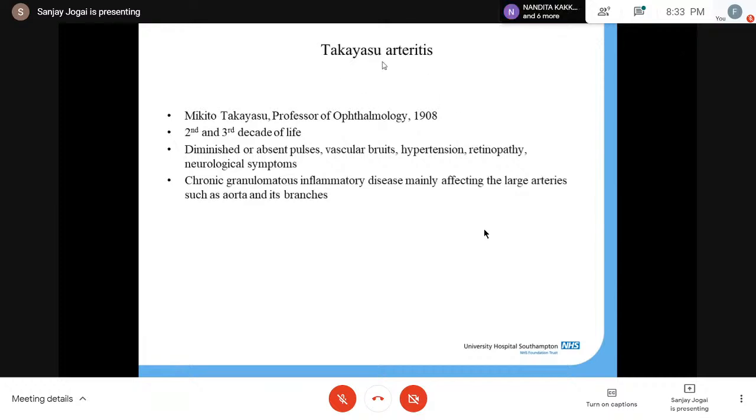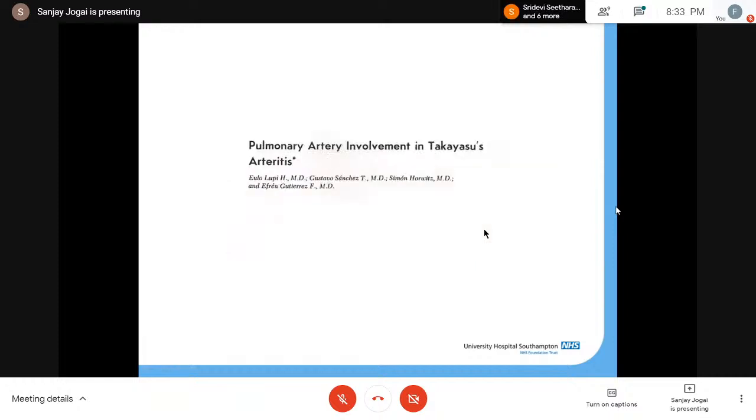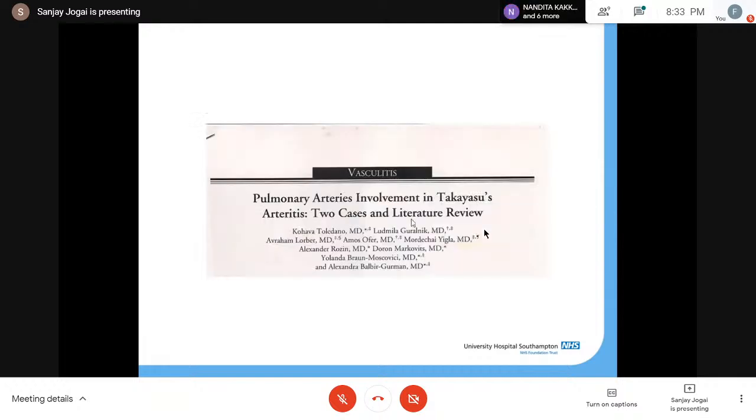So a brief few words about Takayasu arteritis, first described by Professor Mikito Takayasu in 1908, usually seen in the second and third decade of life. You see diminished or absent pulses, vascular bruits, hypotension, retinopathy or neurological symptoms, and typically you have granulomatous inflammatory disease of the large arteries. Now usually it is aorta, but on literature review I could find that there are examples of isolated pulmonary involvement as well. So these are few papers showing those. Quite a few of those are old.